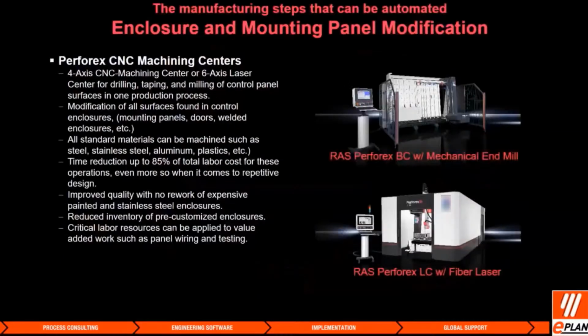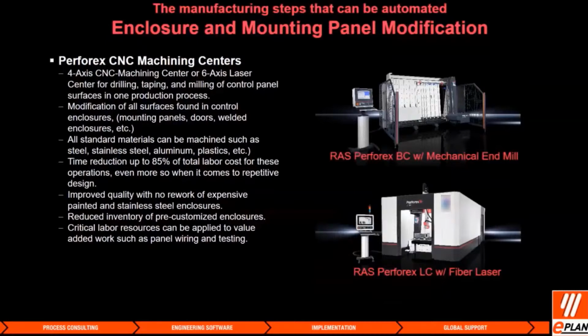So the first piece I wanted to address today was, at the beginning of the process, which is enclosure and mounting panel modification. So as Rittal Automation Systems and ePlan, we're showing you today the Perforex machining centers. So we have two different options here, depending on the production mix that the customer has. The first unit is the RAS BC. This is essentially a piece of equipment specifically designed for panel builders to modify enclosures and back panels, and it employs a mechanical end mill to do the cutouts of things like filters and fans.